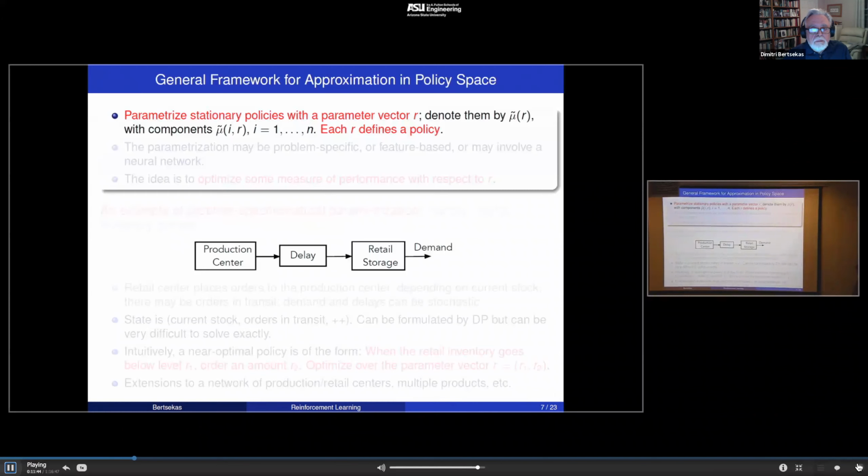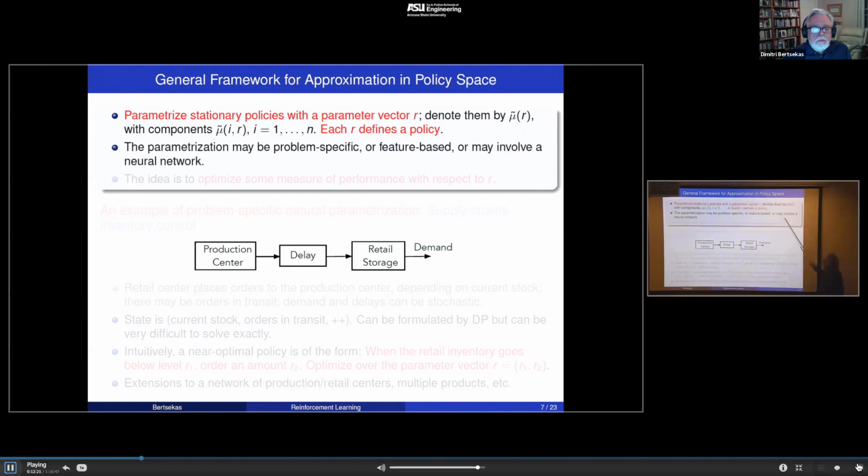Okay, so what's the general framework? Here we parameterize policies, not costs, but policies, with a parameter vector r. So a parameterized policy is denoted by μ(s, r). Each r defines a policy, okay? And the components of μ are denoted like so. There's one component for each state. Of course, we're dealing with stationary policies because we're looking at infinite horizon problems and discounted problems for that matter, for the most part.